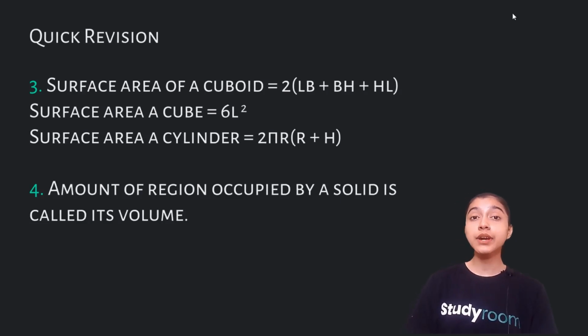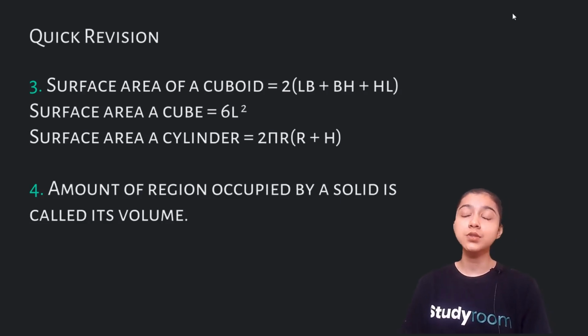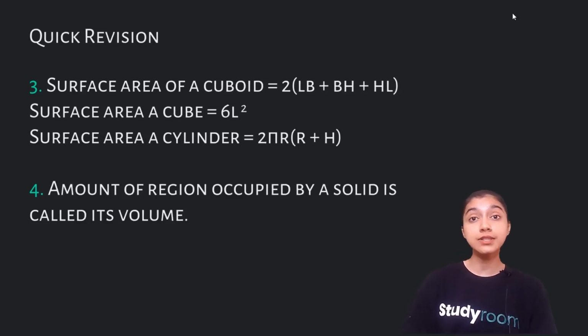So 2 pi r square added to the curved surface area, that is 2 pi r h, gives us the total surface area. When we simplify it further, we get the final formula for the total surface area of the cylinder as 2 pi r (r plus h), where r is the radius of the cylinder and h is the height of the cylinder.